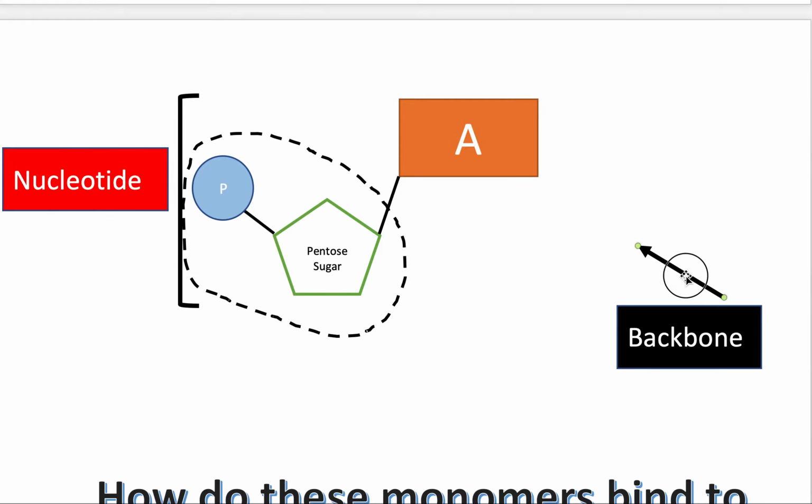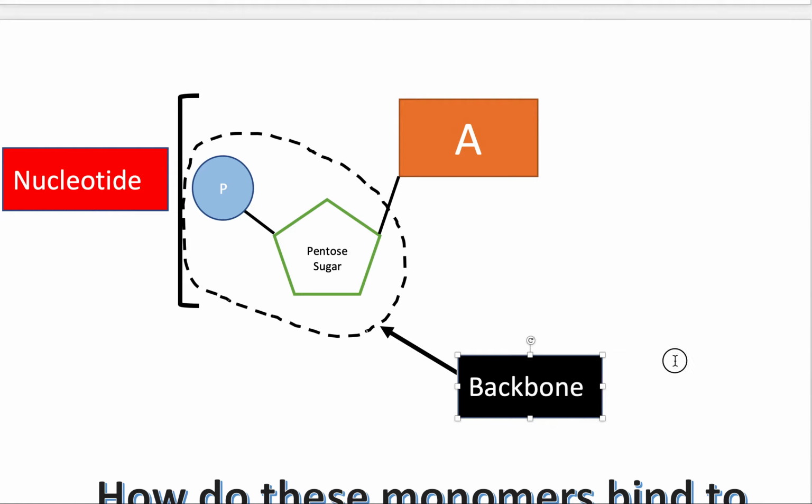So the name for the P and the S is the backbone. And why do you think it's called the backbone? When you think of your backbone, in your body, it's the thing that's holding your body together. Without your backbone, you'd just be a blob, right? You'd just fall to the floor. So that's the same thing in your DNA.